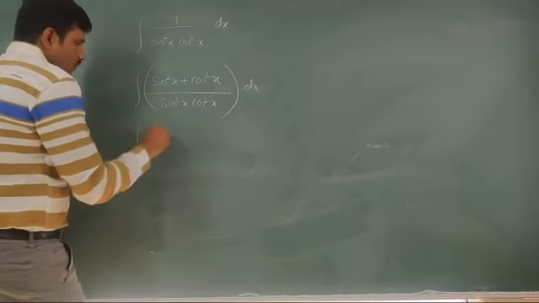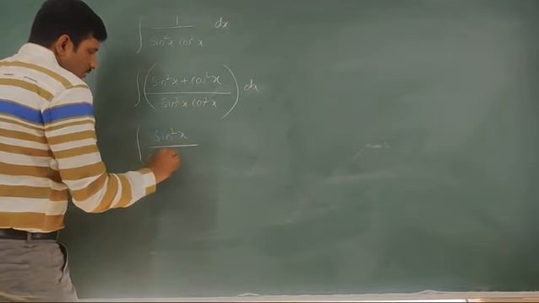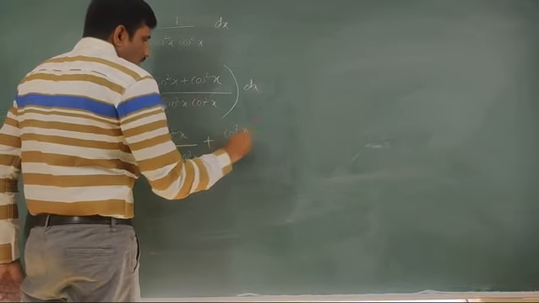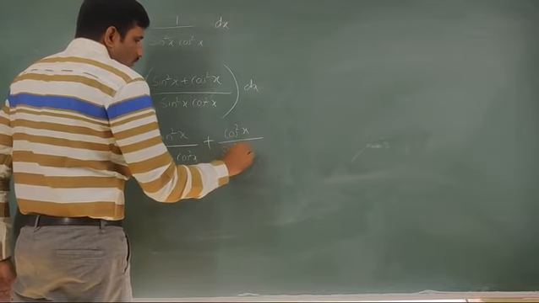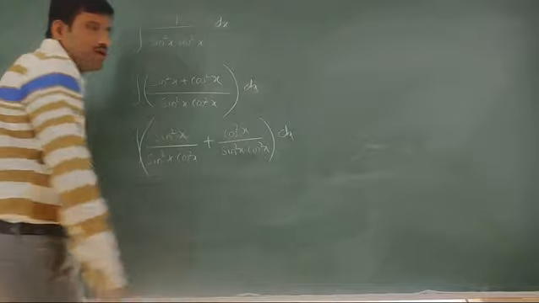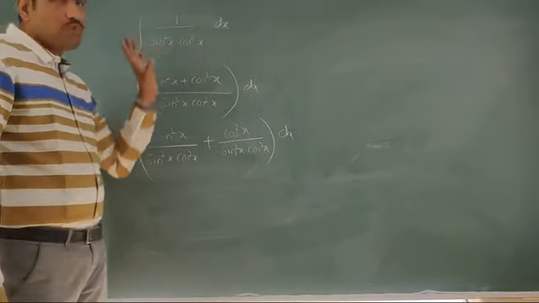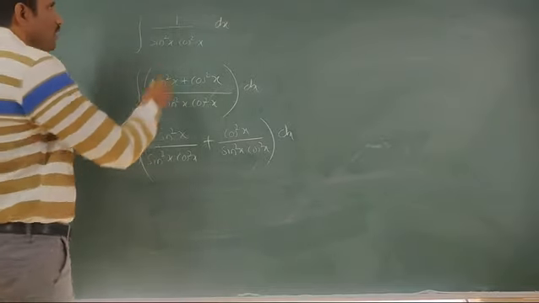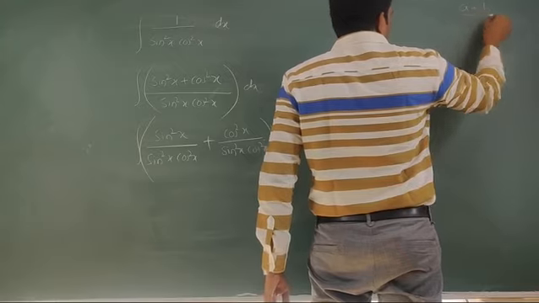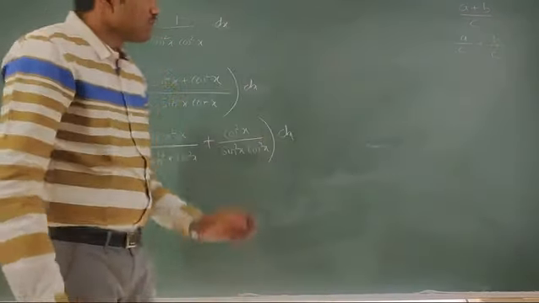Next, separate the terms. When you separate it, we get sin square x divided by sin square x into cos square x, plus cos square x divided by sin square x into cos square x. Is it clear, students? Already we know a plus b divided by c, what is it? That we can write as a by c plus b by c. Already we know, right? So separate the terms.